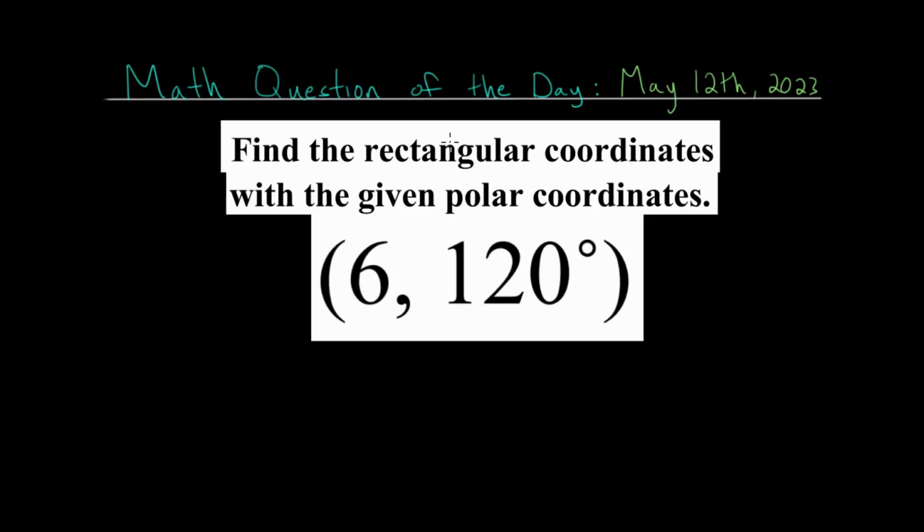Remember that rectangular coordinates are just the normal x, y coordinates, but polar coordinates measure the distance the point is from the origin and the angle that the point makes relative to the positive x-axis. So we can write that as r comma theta. Now, you will typically learn polar coordinates in a pre-calculus class.